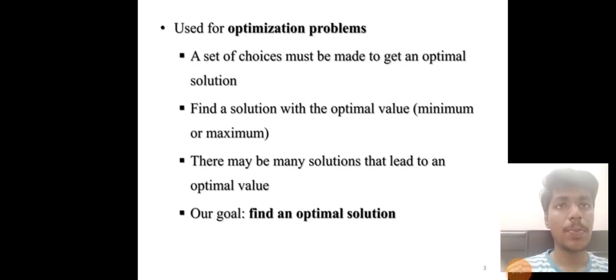It is used for optimization problems. A set of choices must be made to get an optimal solution, and from these choices we find the solution with optimal value, that means either minimum or maximum. There may be many solutions that lead to an optimal value. For a given problem, a set of choices can be made by the programmer, who then needs to find the solution with optimal value. At last, our final goal is to find an optimal solution.